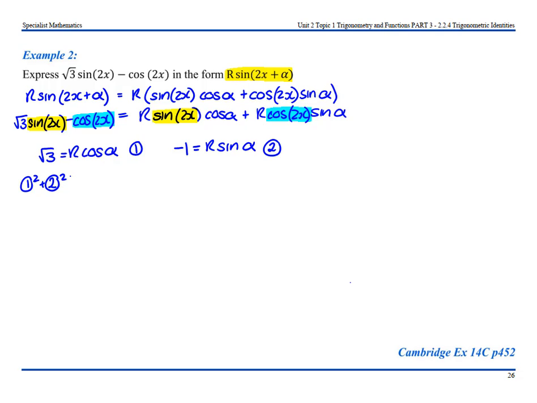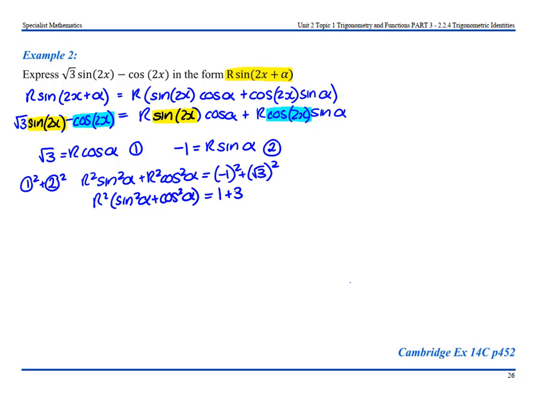Now, you don't have to keep showing all the steps here. You can realize that it's just r squared equals, but r squared sine squared alpha plus r squared cos squared alpha. Hopefully it's quick anyway. -1 squared plus root 3 squared. So from here, you've got r squared sine squared alpha plus cos squared alpha equals 1 plus 3. So our r squared equals 4. Our r is 2. And that's because our identity here was equal to 1.